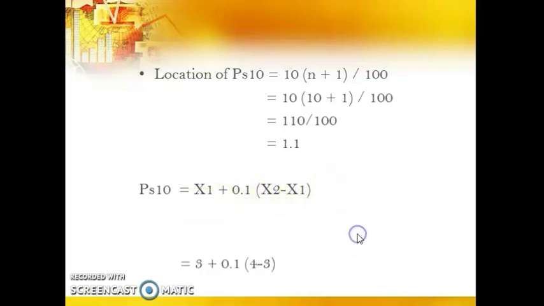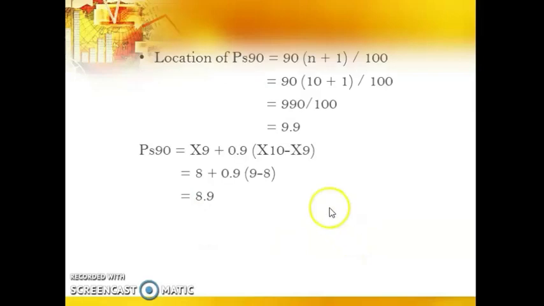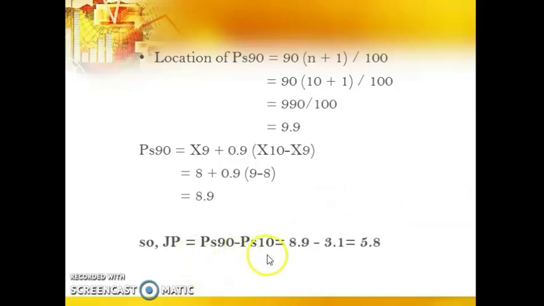Now, we know x1 and x2 from the single data. x1 is 3 and x2 is 4. So we get the percentile of 10 is 3.1. Once more, 3.1. Okay. In the same way, we get percentile of 90 is 8.9. Okay.